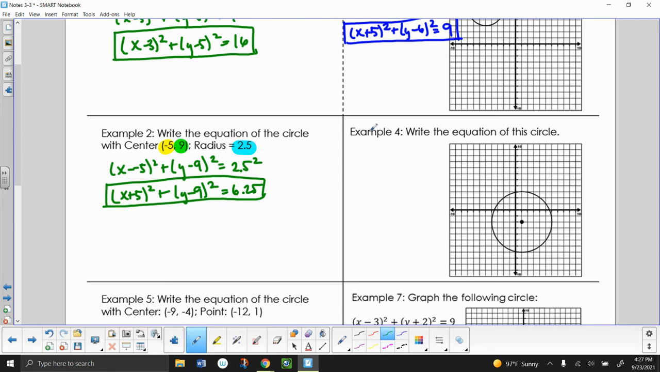All right, same one here. We're going to write our center, and we're going to write our radius. Our center is going to be (1, -2). And our radius is going to be 1, 2, 3, 4, 5. So x minus 1, y plus 2, and then r squared. 5 squared is 25, so that's going to be 25.